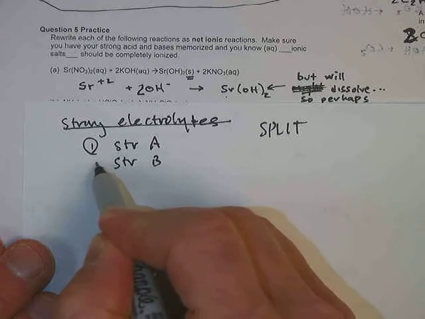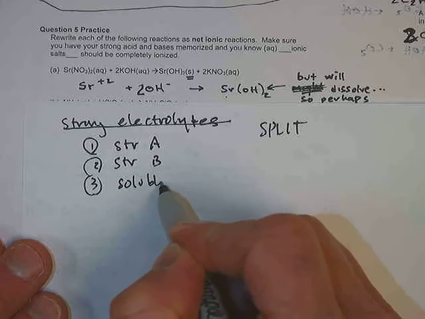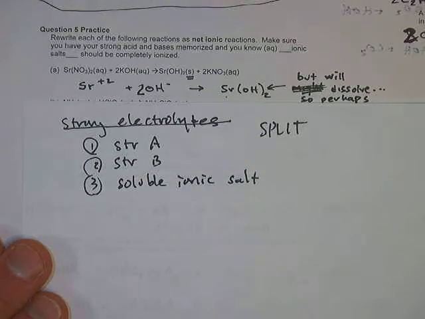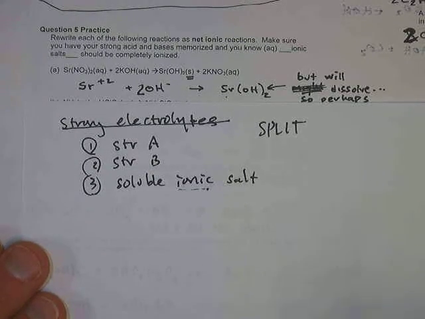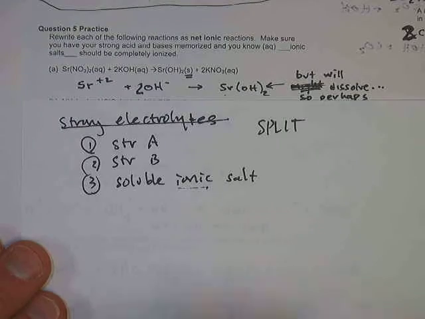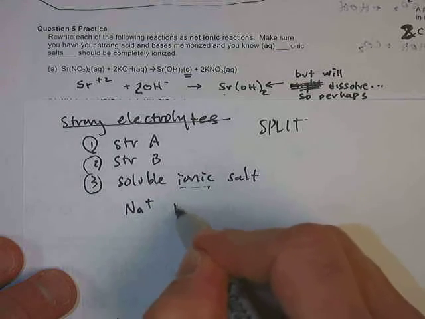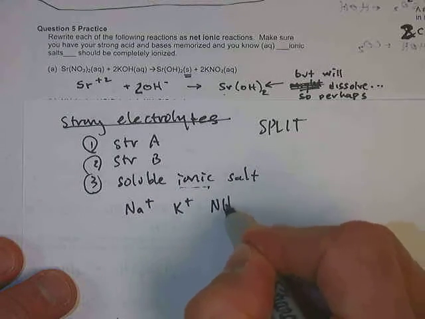How do you know if it's a strong electrolyte? It's one of three things. Number one, it's a strong acid. Number two, it's a strong base. Number three, it's a soluble ionic salt. How do I know if it's a soluble ionic salt? Well, it's one of those that fits the solubility rules, and there's only 4 solubility rules that you have to have memorized, and they're actually given to you on the test.